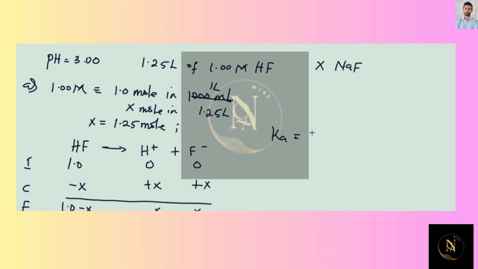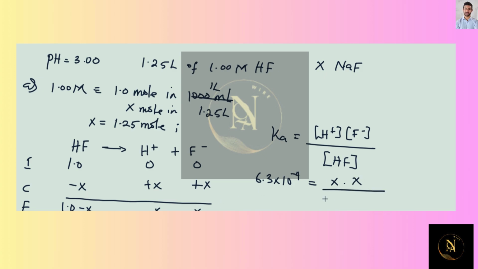The Ka will be the H plus concentration times the F minus concentration, divided by the concentration of hydrofluoric acid. The Ka for HF is 6.3 times 10 to the power minus 4. That will be X times X, divided by 1.0 minus X. If we solve for X, it's a quadratic, so X will give us minus 0.0254 and 0.0248. We go with 0.0248 because concentration cannot be negative.